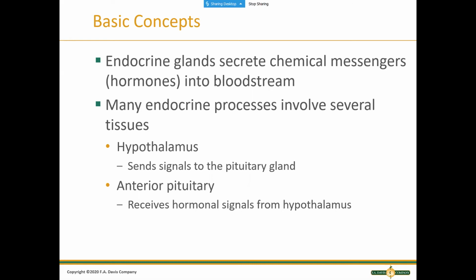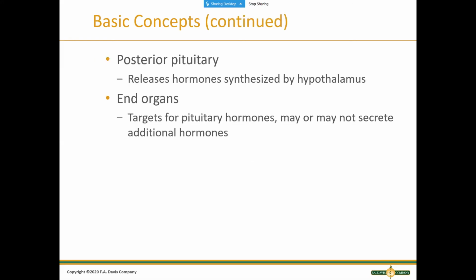The pituitary gland is divided into two parts. The anterior pituitary receives a hormone signal from the brain, and the posterior pituitary is slightly different because it's actually made up of neurons or brain cells. So half of the pituitary gland is actually brain tissue. The posterior pituitary releases hormones, but it's actually brain tissue or neurons.